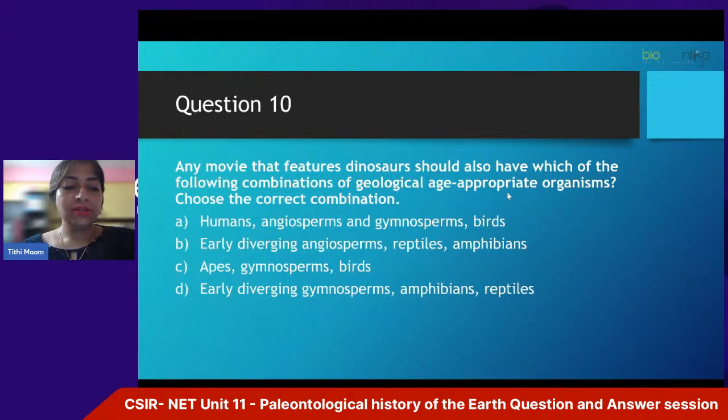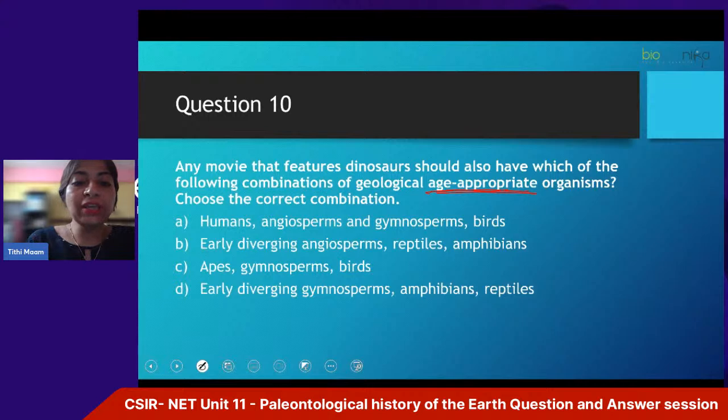Next question. This question was asked, I think, not in this CSIR exam, but the last CSIR exam. Any movie that features dinosaurs should also have which of the following combination of geological age and appropriate organism? Choose the correct combination. So any movie that features dinosaurs means which era are we talking about? We are talking about the Mesozoic era.